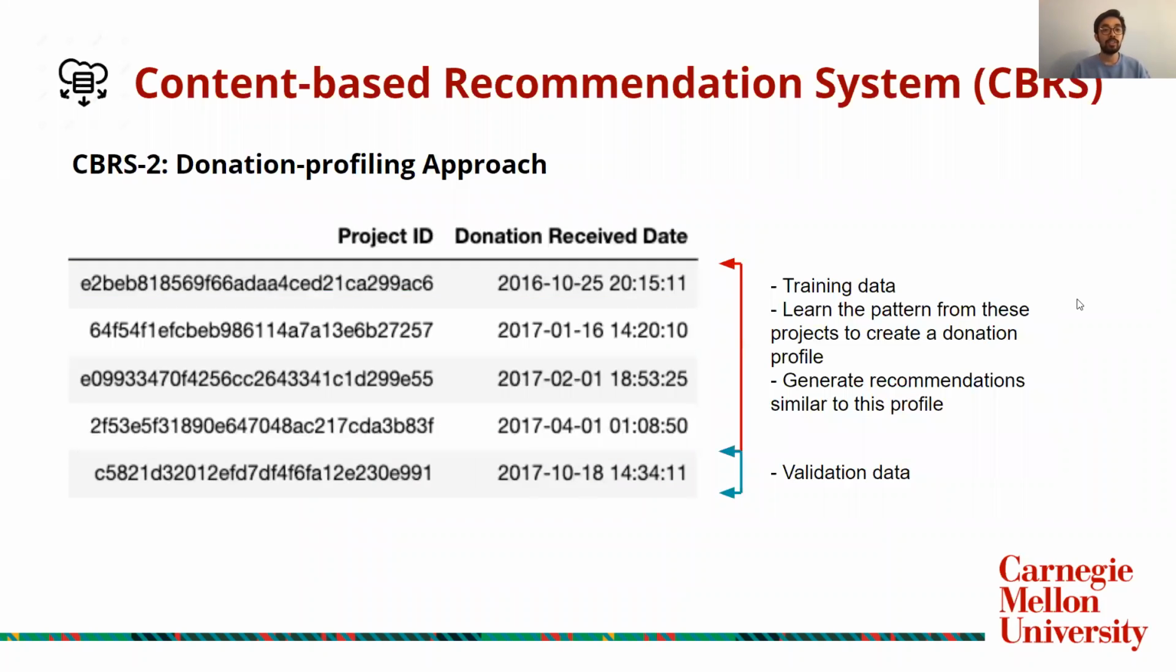Moving on, the second approach is the donor profiling approach. Instead of looking at one particular project and finding similar ones, it aggregates 80% of the donor's past donated projects, with the idea that the donor's propensity to donate has changed over time, and we want to aggregate those projects to create a profile per se. The remaining 20% will be used for validation purposes.